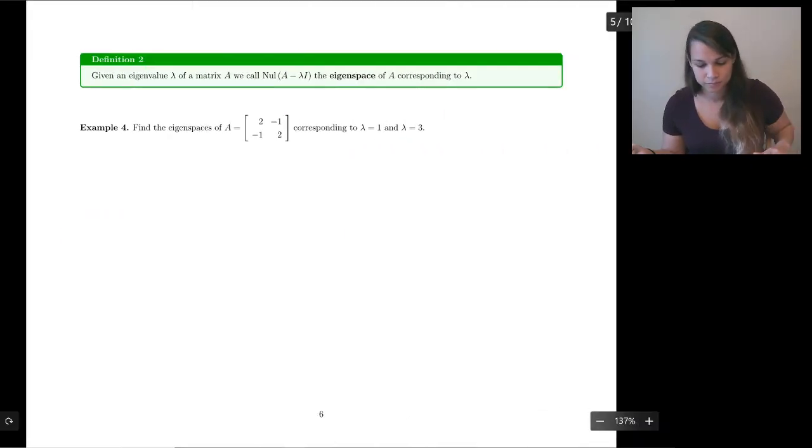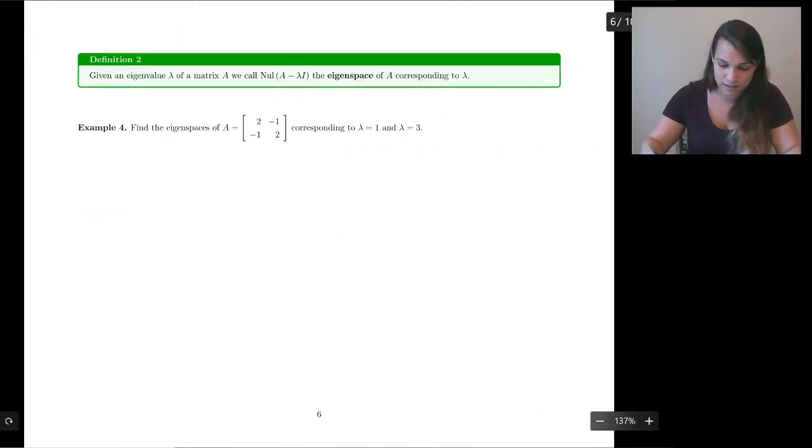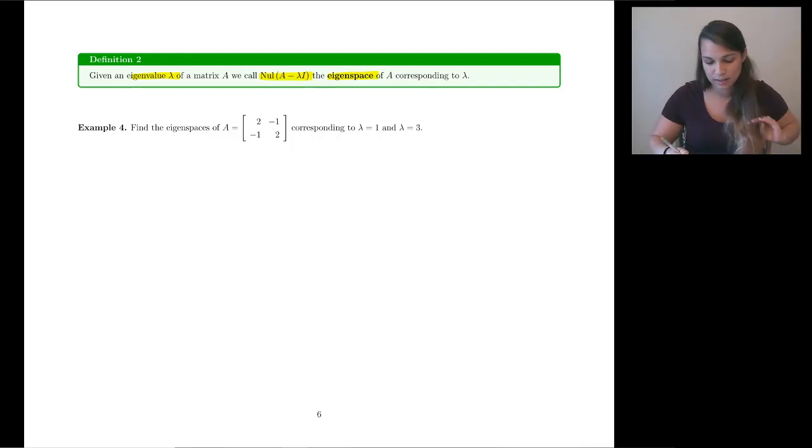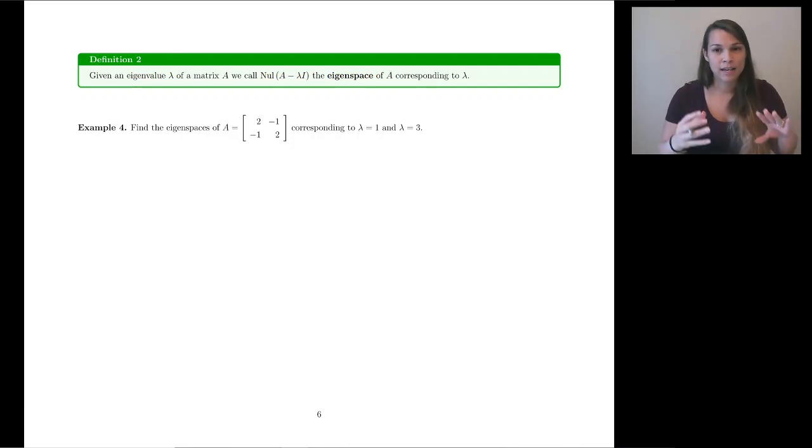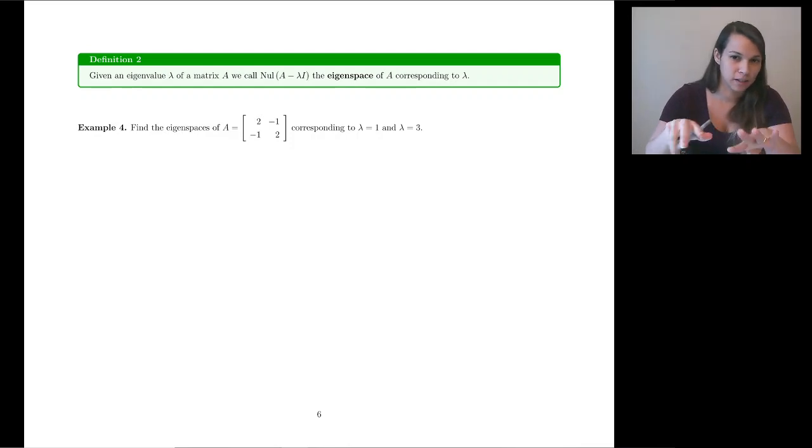So definition: given an eigenvalue lambda for matrix A, we say that the null space of A minus lambda I is the eigenspace of A corresponding to lambda. So again, an eigenvector for lambda is any vector in the eigenspace except for the 0 vector because eigenvectors can't be 0. So the 0 vector is still in the eigenspace, otherwise it wouldn't be a subspace, but the eigenvector itself can't come from that 0.